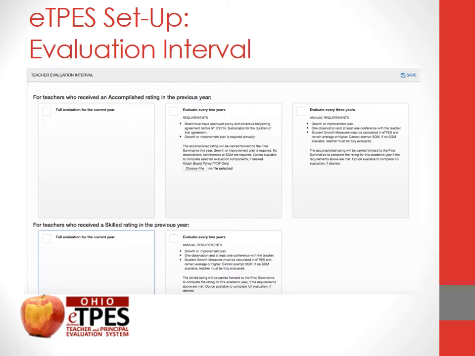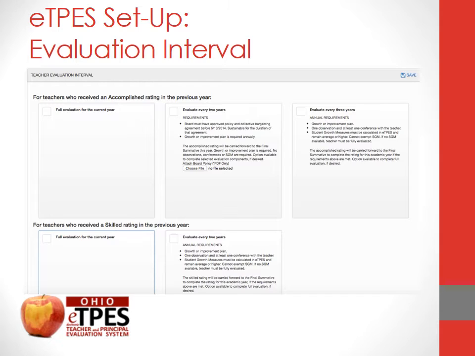Another option that's recorded in eTPES is for the evaluation interval of teachers to occur less frequently. In order for a teacher to be evaluated less frequently, the teacher must have earned an accomplished or skilled rating in the previous school year. Then, in non-full evaluation years, the student growth measures for that teacher must remain at average or higher. This less frequent evaluation interval does not apply to principals.